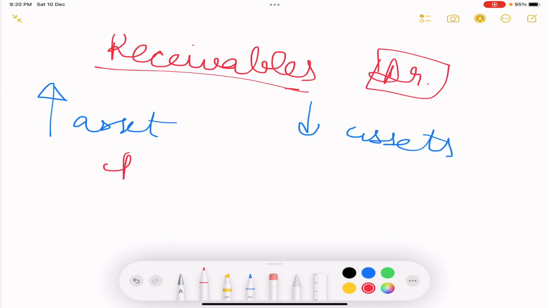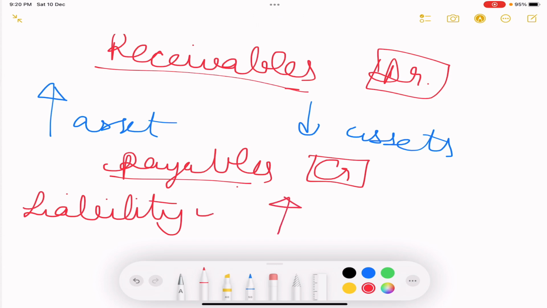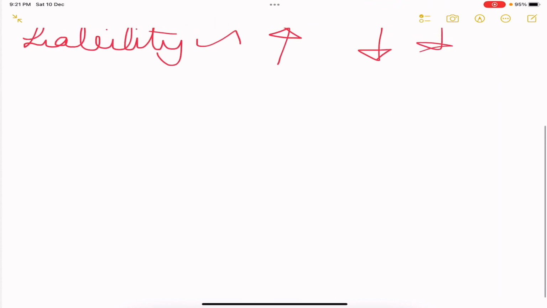And when we talk about payables, what is the balance of payables? It has a credit balance, and it is a liability, which means we are owing someone money, right? So if my payables increase, my liability increases. If my payable decreases, my liability also decreases. That is what payables are, right?